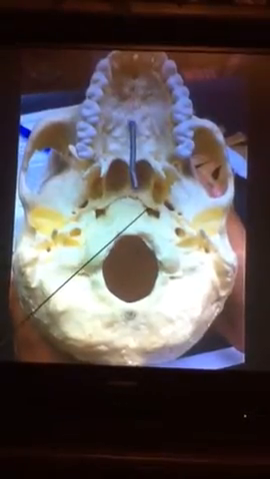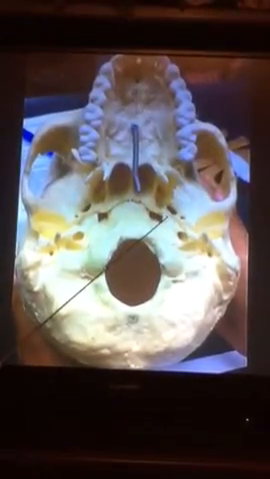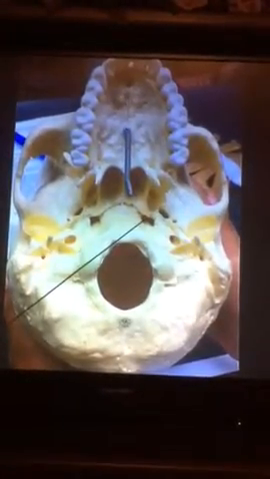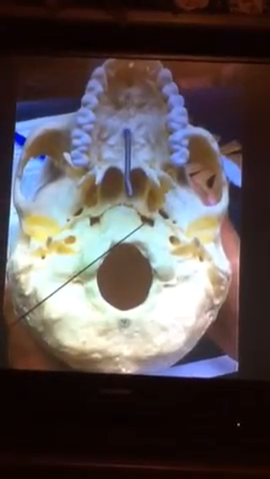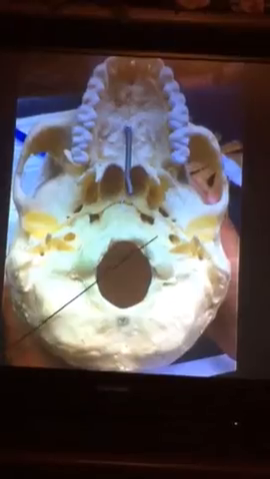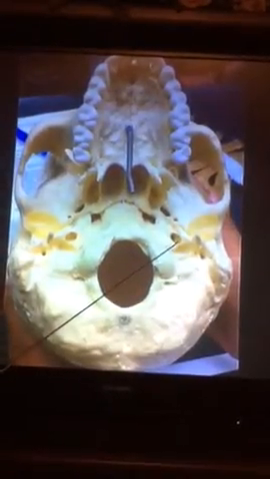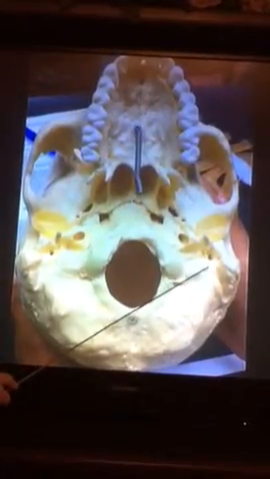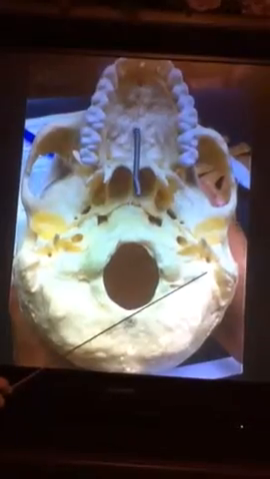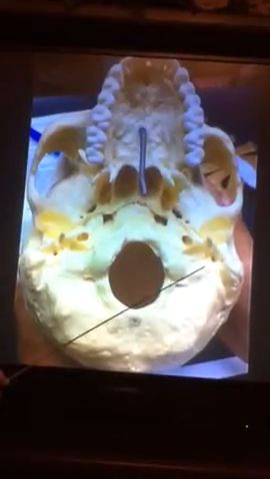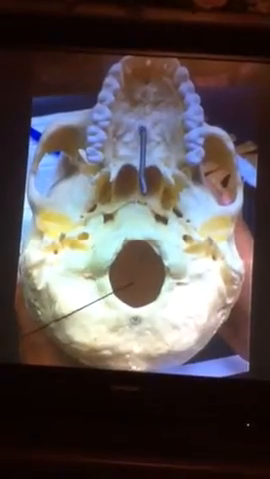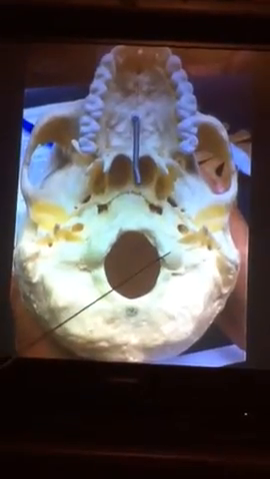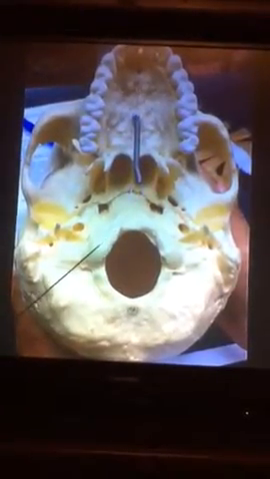Off to the side, we will find the foramen ovale. Below that, the foramen lacerum. Another opening we find is the jugular foramen. Another opening off to the side is the stylomastoid foramen. A big opening we find is the foramen magnum. Off to above it, occipital condyle, these two areas.